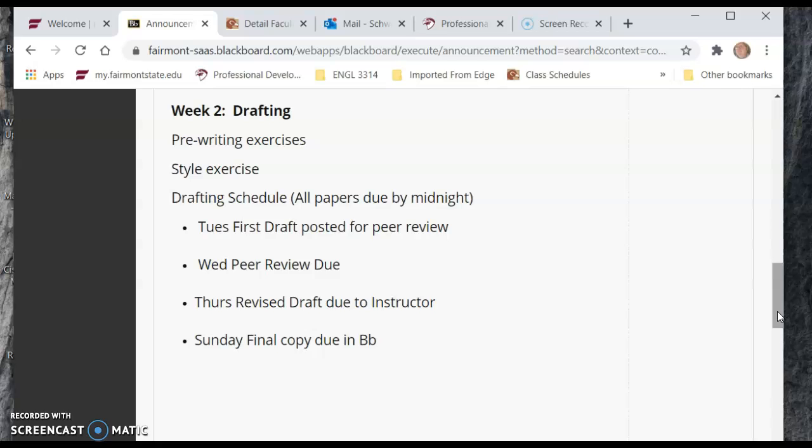Tuesday, the first draft would be posted for peer review. This is the second week of the module, so this would be next week. Wednesday, peer review would be due. Thursday, a revised draft is due to the instructor. And Sunday, the final copy is due in Blackboard.